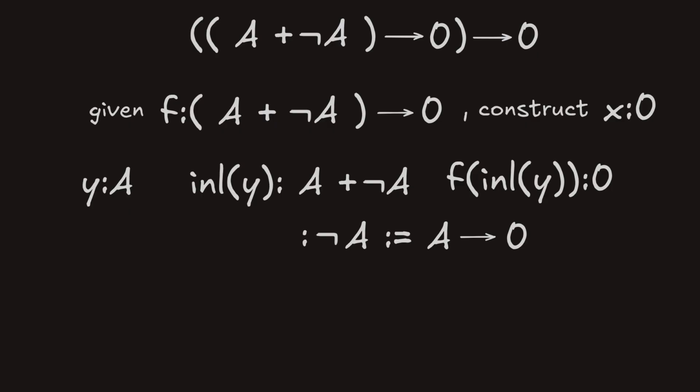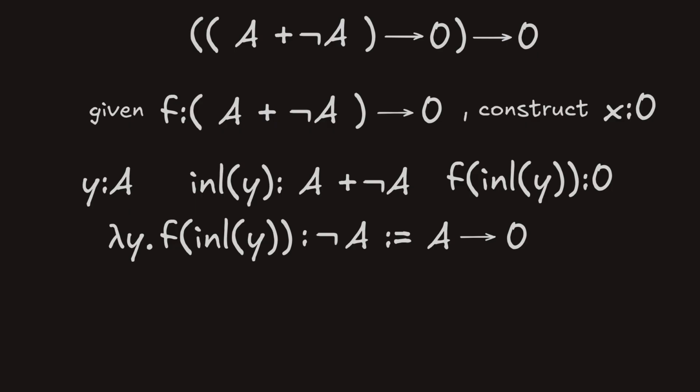We make use of something called lambda calculus. We write lambda y, where everything after the lambda refers to an input. Then we write a dot, where everything after the dot refers to the output. And then we write the construction of a term in the empty type: f applied to the left injection of y.